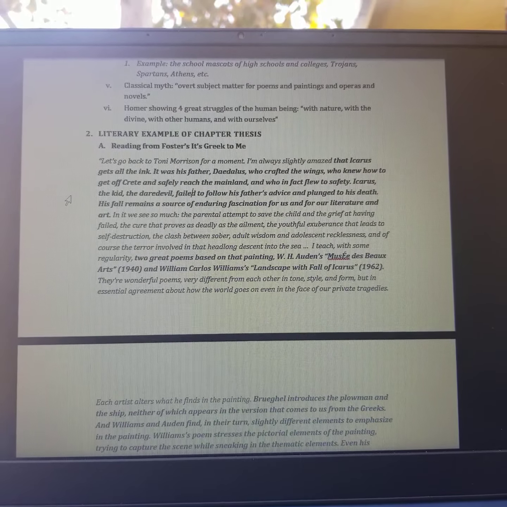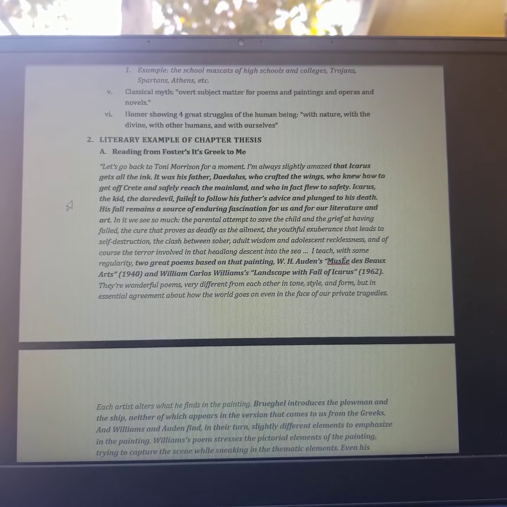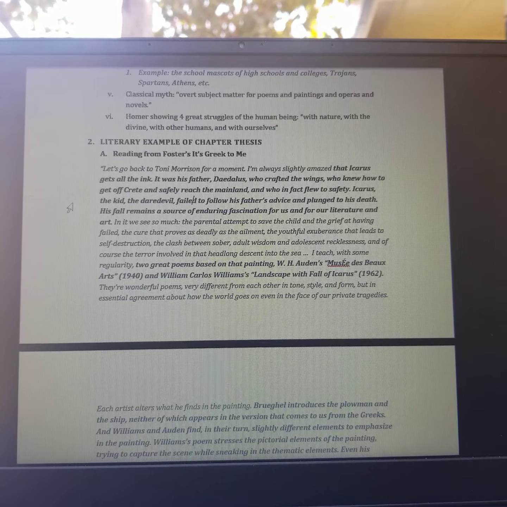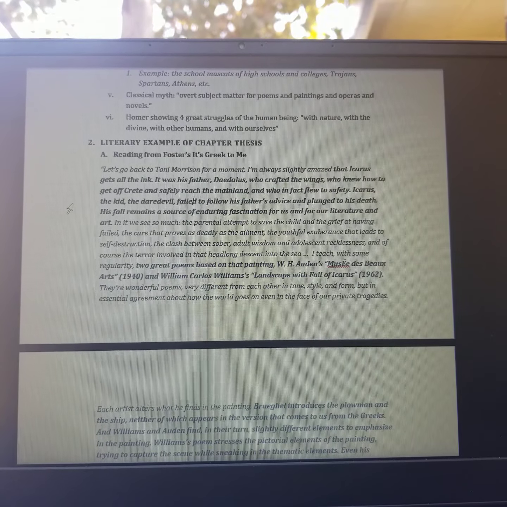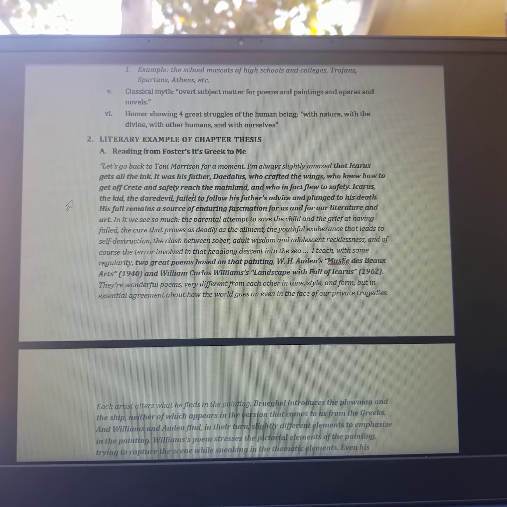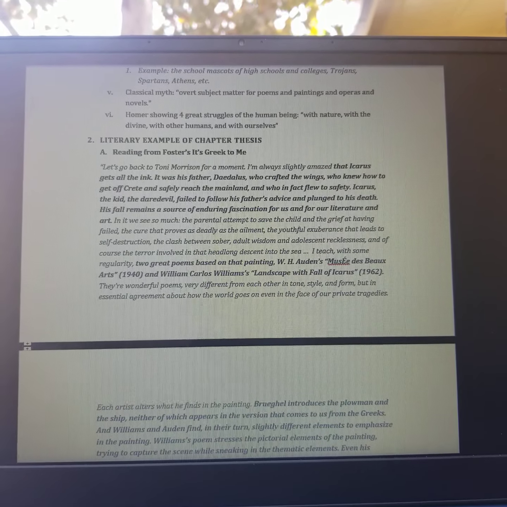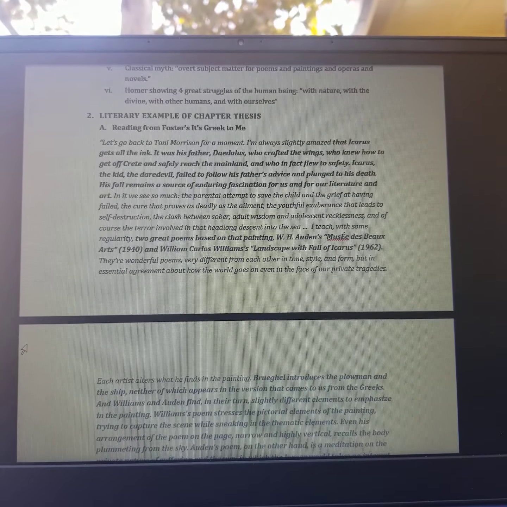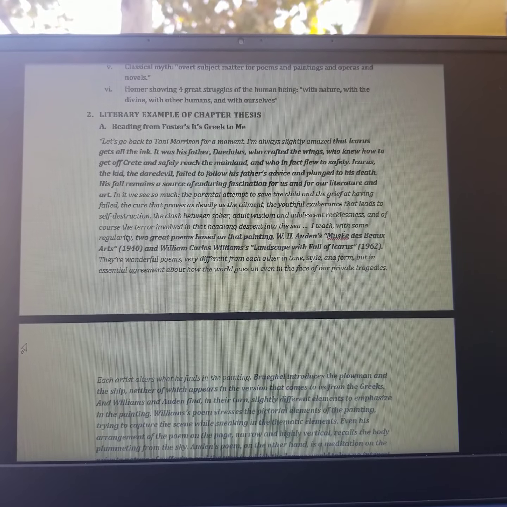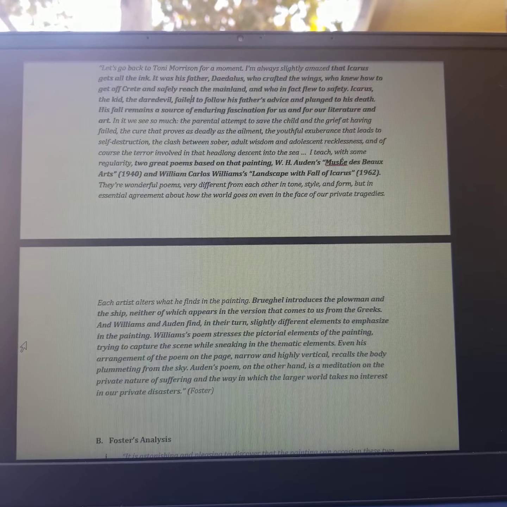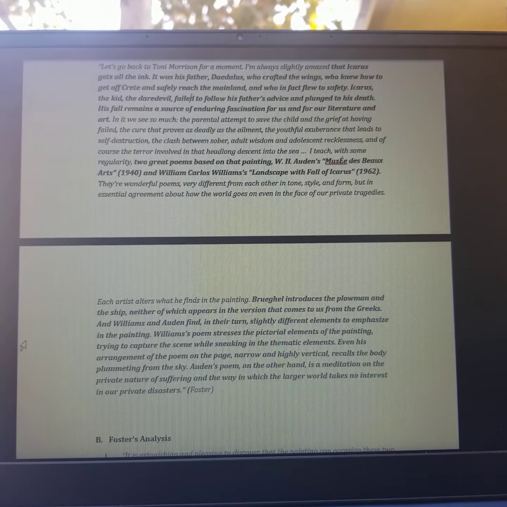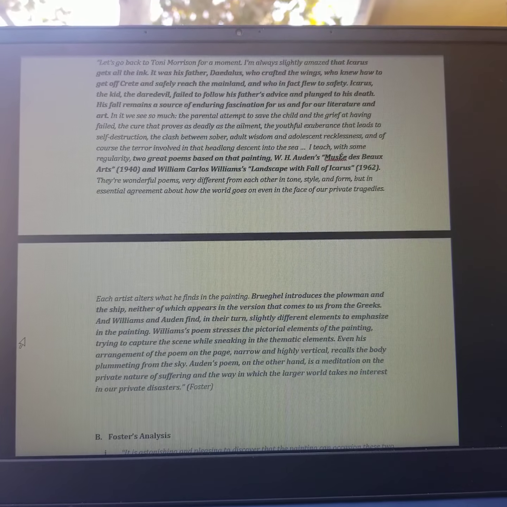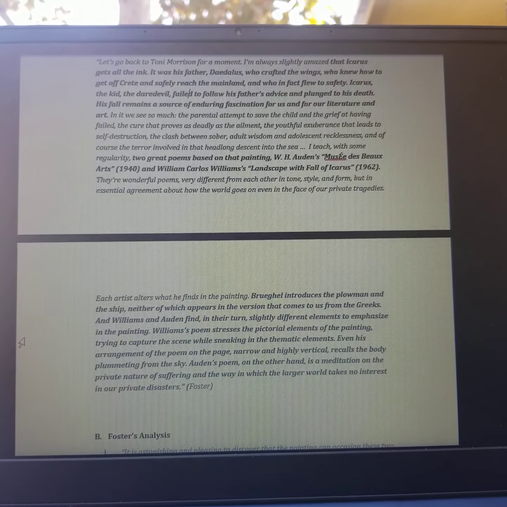So many people express that this is a clash between an adult's wisdom, which is Daedalus, and the child's adolescent recklessness, which is Icarus. And it also talks about how there are two great poems based on the painting that showed the fall of Icarus. The creators of the two poems were W.H. Auden and William Carlos Williams.